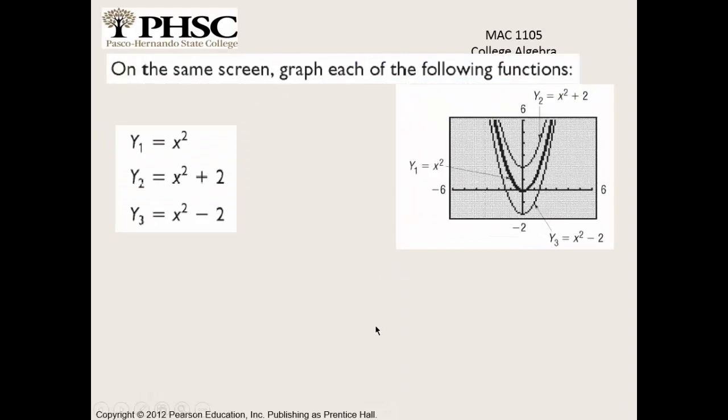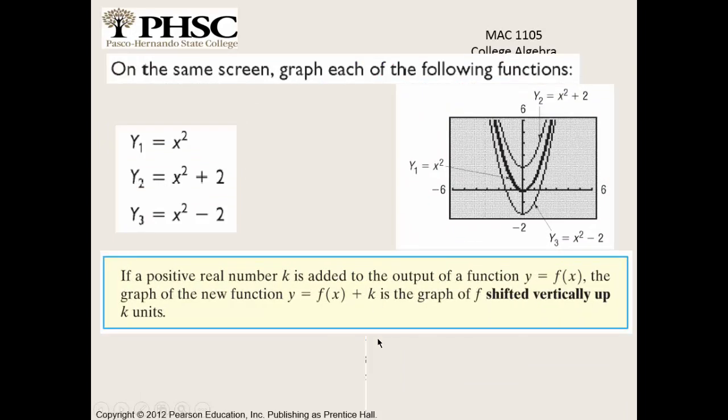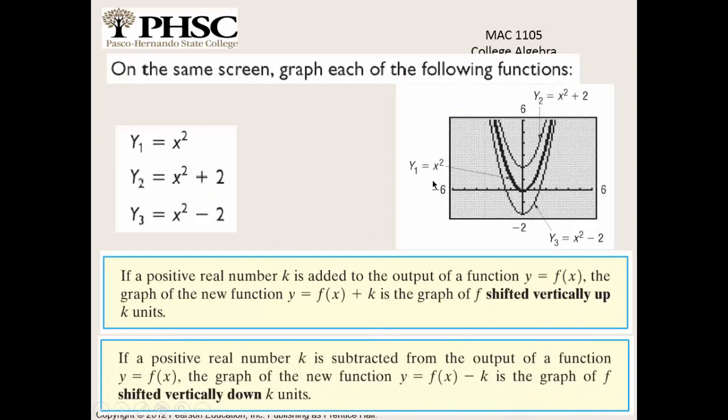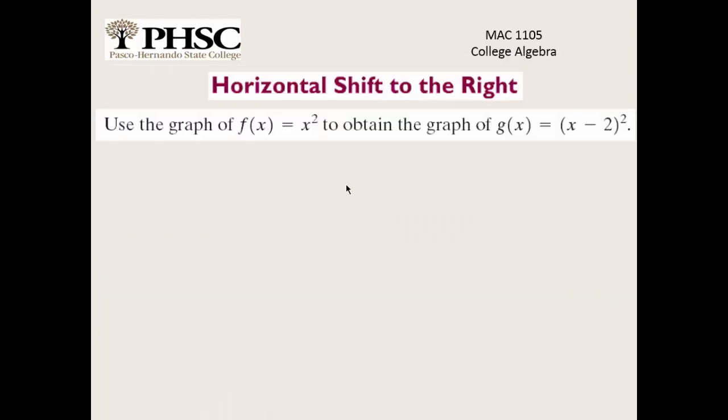So what we're going to do is we're going to go ahead and just graph these 3 functions on the same screen. So the base function is x squared, and we have y2, which is x squared plus 2. X squared plus 2 is a vertical shift up, which is this line here. And then x squared minus 2 is a vertical shift down, which is this graph right here. And you can go ahead and read that. So if we add a positive real number k to a function, it gets shifted vertically up by whatever k is. If we subtract it, it gets shifted vertically down by k units.